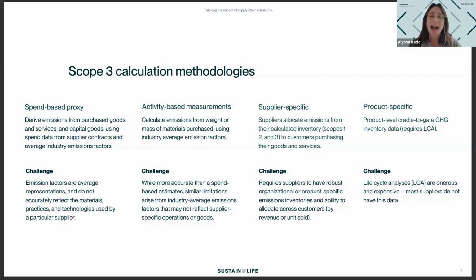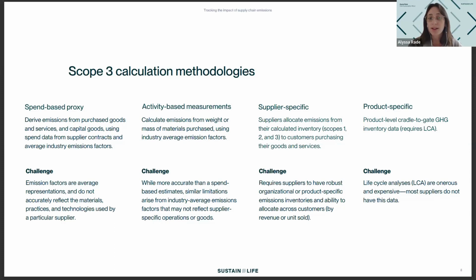So let's move on to supplier specific. This is where suppliers can allocate emissions from their own inventory. A company would calculate their emissions across their own Scope 1, 2, and 3, and they would allocate to their customers and say, because you purchased this many units from us, or we created this many units for you, or you represent this percentage of our revenue, these are the emissions from our operations and our own supply chain that are actually your responsibility and your Scope 3 because we made these goods or provided these services to you, the customer.